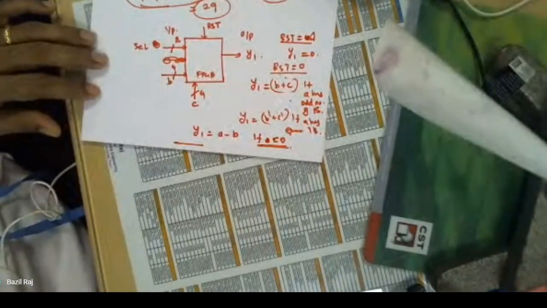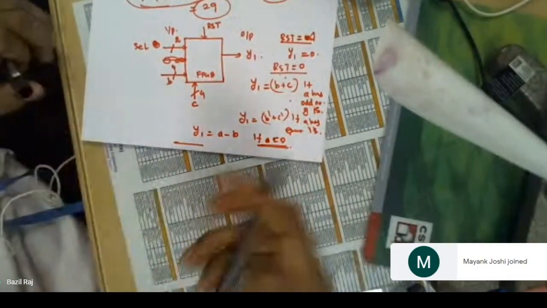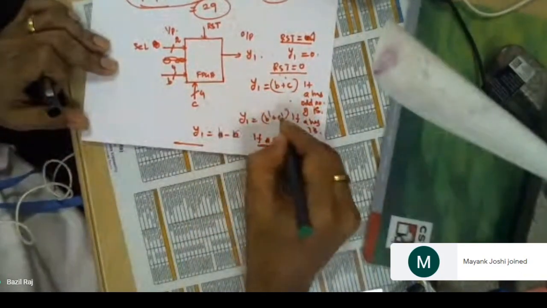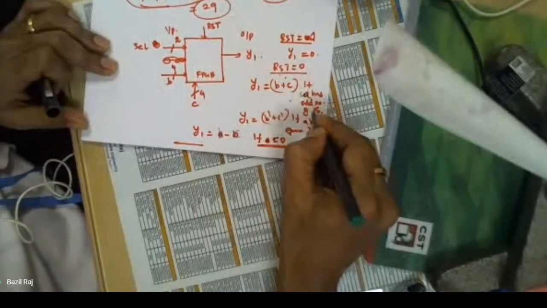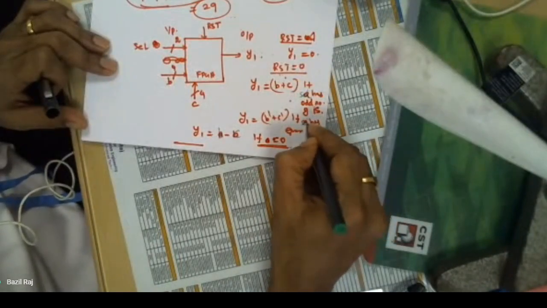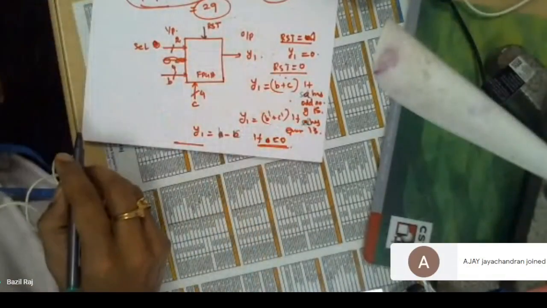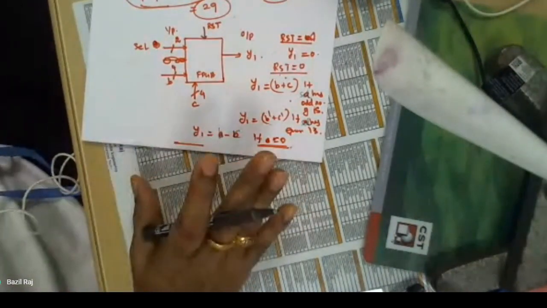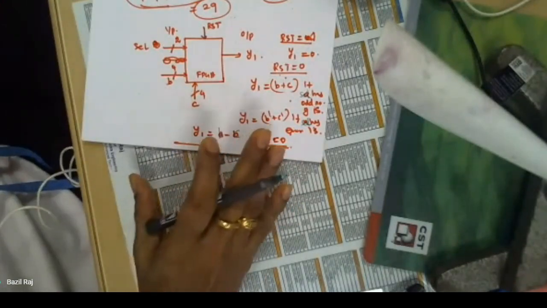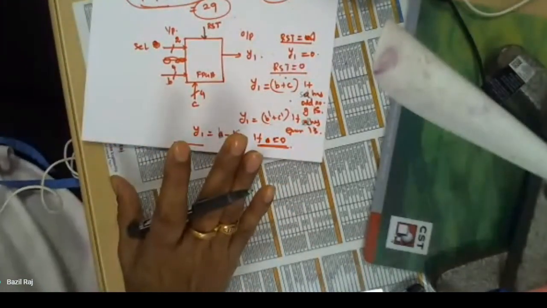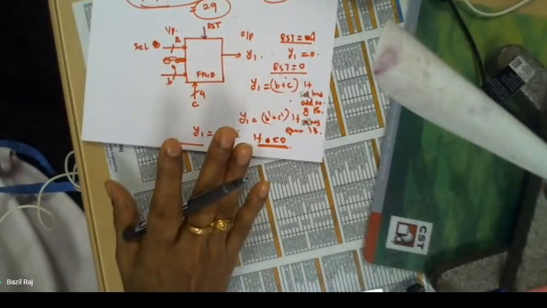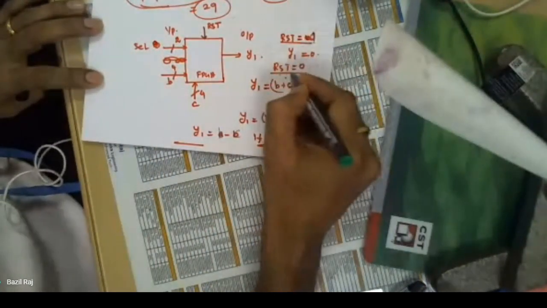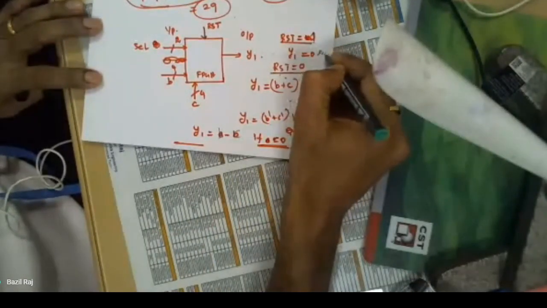In the place of A, you write select, SEL. So B, C, SEL. I'm repeating. There is a reset pin, RST, right? Whenever the RST is 0, the output should be refreshed. It is like a clear pin. Whenever RST is 0, Y1 should become 0, whatever the earlier value. If RST equal to 0, this is the reset.